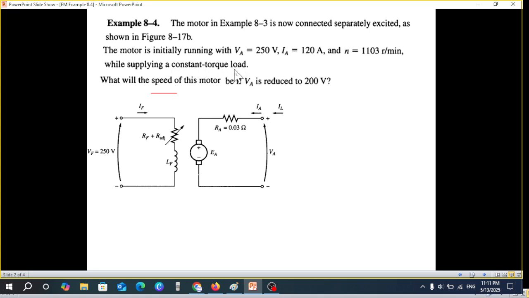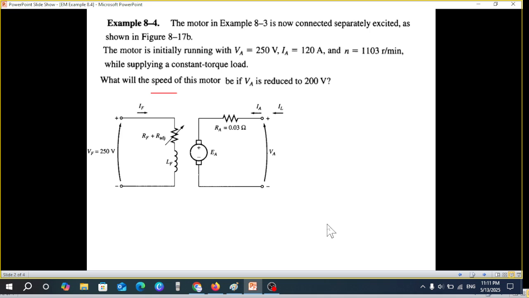So the torque is constant, or the load is constant, we can say. What will the speed of the motor be if VA is reduced to 200 volts? So this is reduced from 250 to 200 volts.